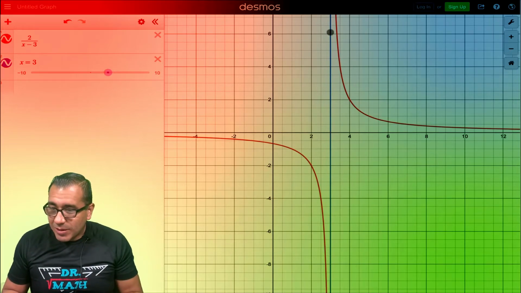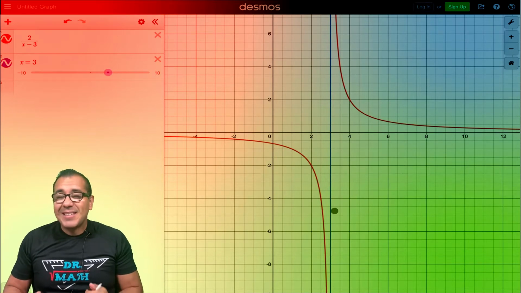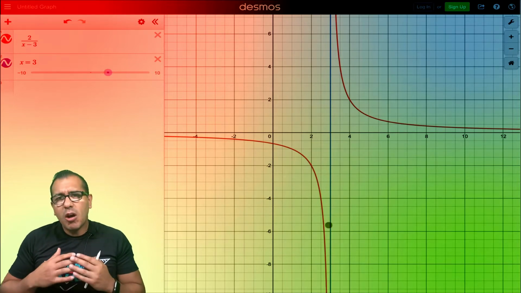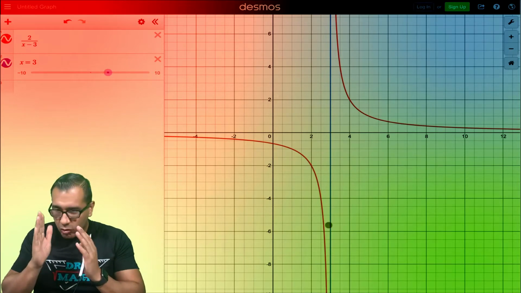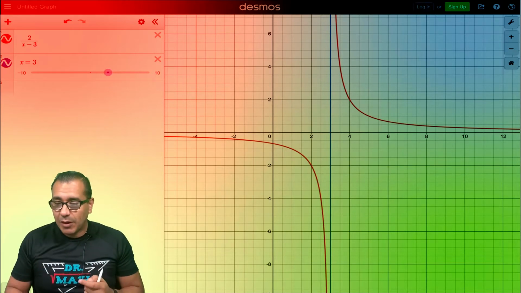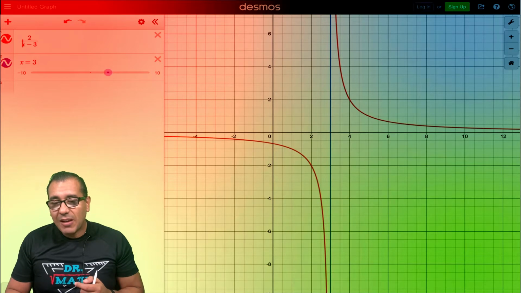So x equals 3 is this line here, and this line, x equals 3, is actually a vertical asymptote. Usually we don't draw asymptotes, but I just wanted to draw it so that you could see what it is that we're talking about. So we have this function, we'll call it f of x equals 2 divided by x minus 3.